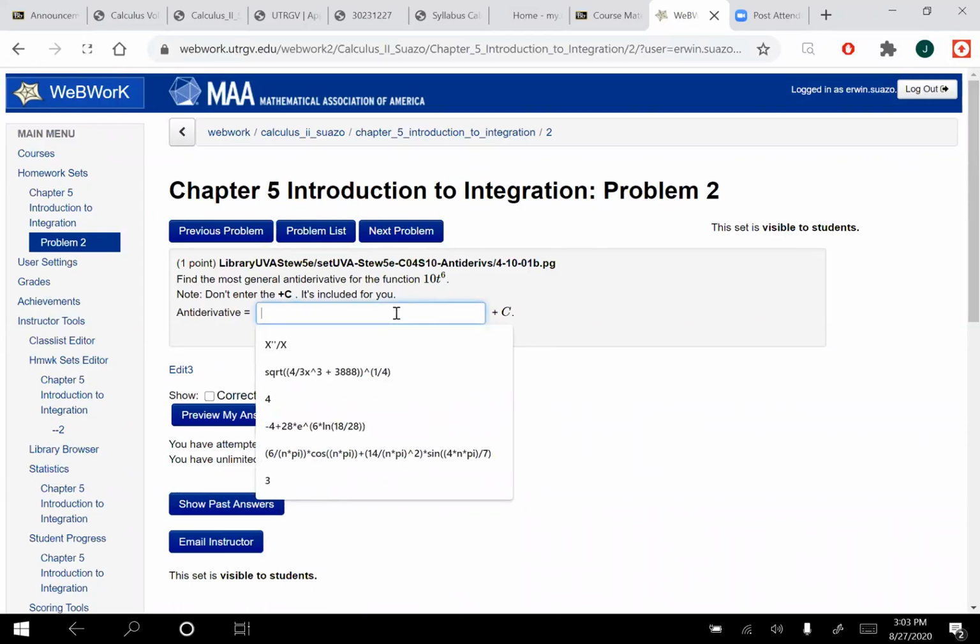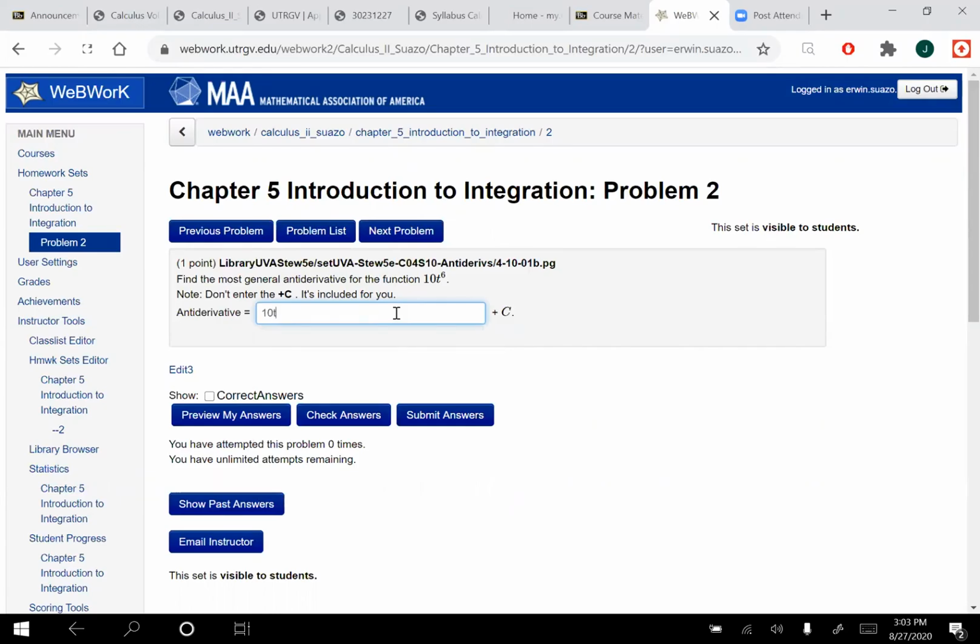What is the antiderivative of this? 10 t to the 7, and then over 7, divided by 7.